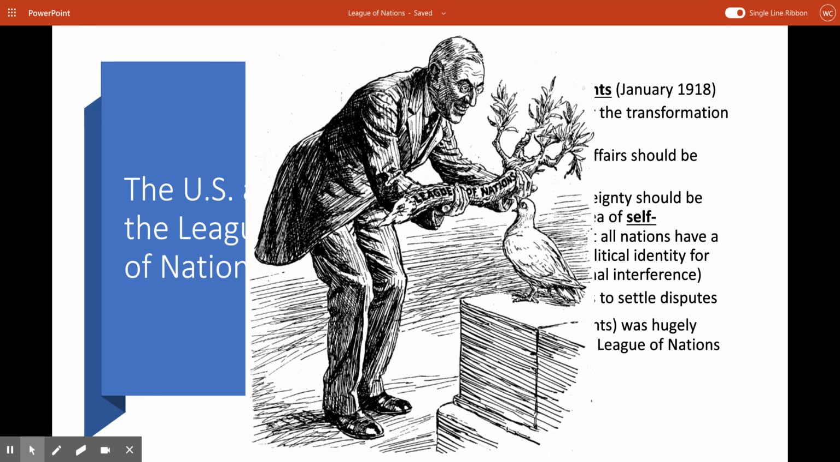Here you see a cartoon from a British magazine, and it's satirizing Wilson's grand dreams of world peace through the League of Nations. In this cartoon, he holds out a very large olive branch marked League of Nations to a dove, and the dove is too small to grasp it. So it's mocking his dream, basically saying it's not very likely. The dove cannot grab onto it, and therefore it's probably not going to work. So they're kind of mocking him here.